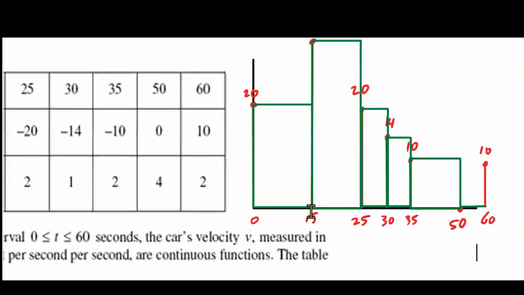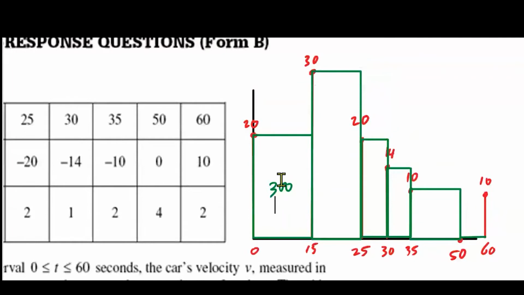This is 15 and this is 20. So do you see this is 300? This is 10 and this is 30. So that's another 300. You see how easy this is now? You see the wisdom of writing this height on top? So you don't have to look at the table and potentially mess up.